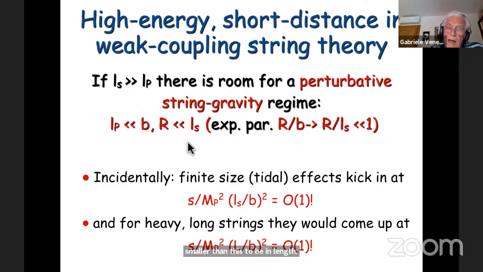And incidentally, you don't have to go to impact parameters smaller than the string length before you see the finite size effects of strings. These kick in at a parametrically larger impact parameter, which is given by this condition. And if you are in the presence of heavy, long strings, they would come up even earlier, because then you have to replace the fundamental string length with the actual classical string length of your string.